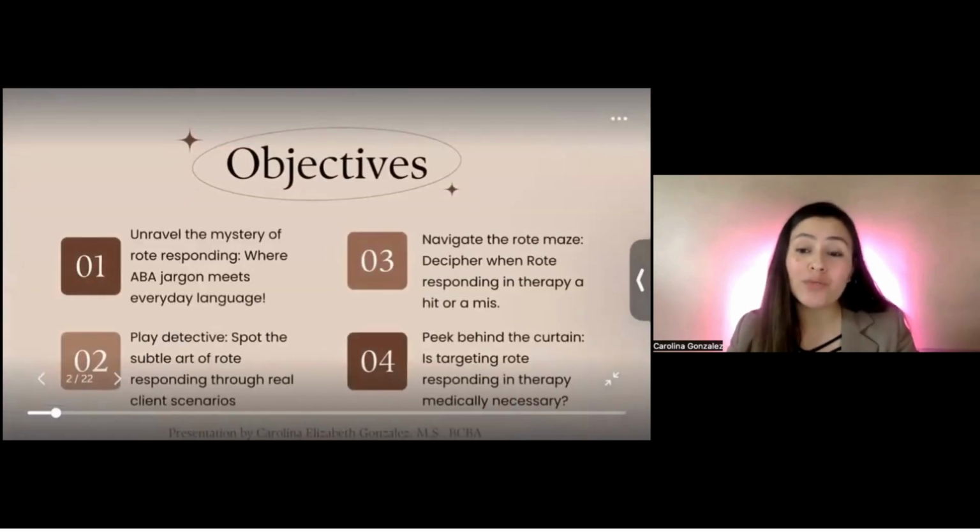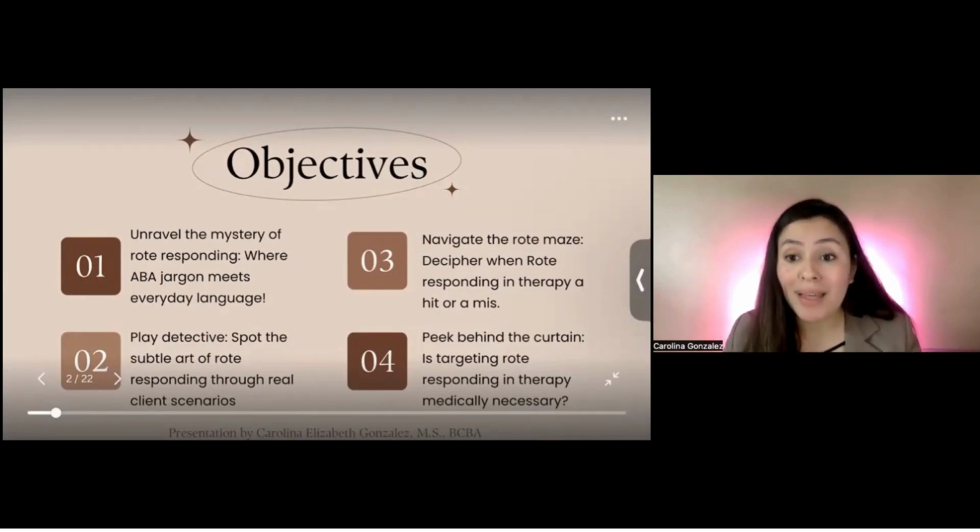Okay, a few objectives for today. My goal is to be able to use ABA jargon and explain what is rote responding. However, in addition to also breaking it down, right? It's wonderful that we know the jargon, but do we know how to apply it? And do we understand the concepts? These are more important than understanding jargon or just being able to repeat things, okay?